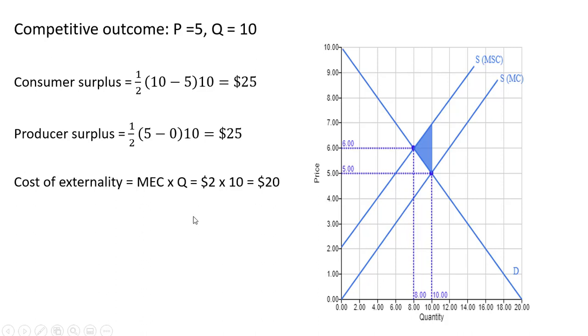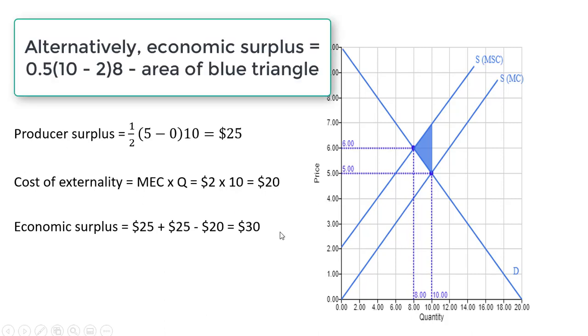So overall, total surplus or economic welfare, economic surplus is going to be given by consumer surplus plus producer surplus, 25 plus 25, minus the cost of the externality, so we get $30 here. So that is the total economic surplus under the competitive outcome.